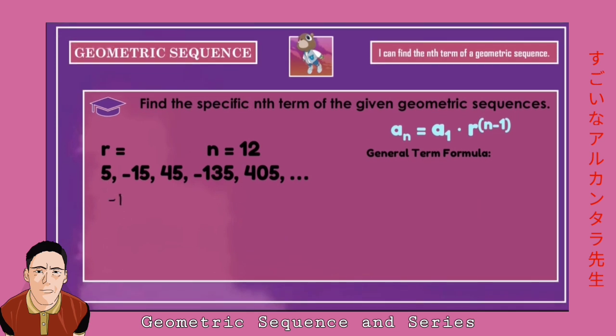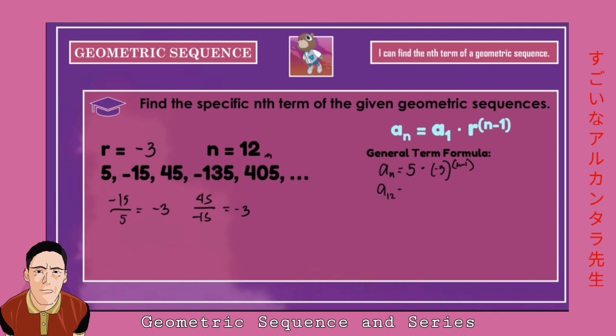If you continue this one, we already identified this earlier. Negative 15 divided by 5, you get negative 3. Same thing if you have 45 divided by negative 15, that's negative 3. So I think that's established already. But again, if you want to check everything, you may do that. It's your choice. We're just going to be a little bit faster here. Our first term here is 5. So a sub n is equal to the first term 5 times the common ratio, negative 3, raised to n minus 1. Now we're being asked to find the 12th term.